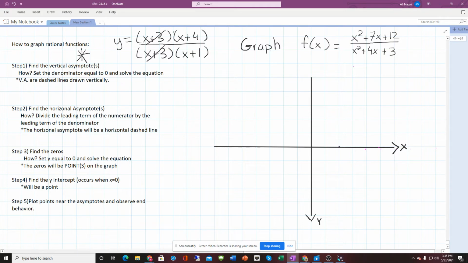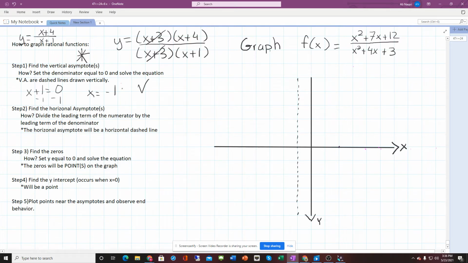So here's the good news. Our essential equation we're working with now is reduced to this, x plus 4 upon x plus 1. So let's find the vertical asymptote. You set the denominator equal to 0 and solve. So I get a vertical asymptote at x equals -1, and it's always going to be a vertical dashed line.